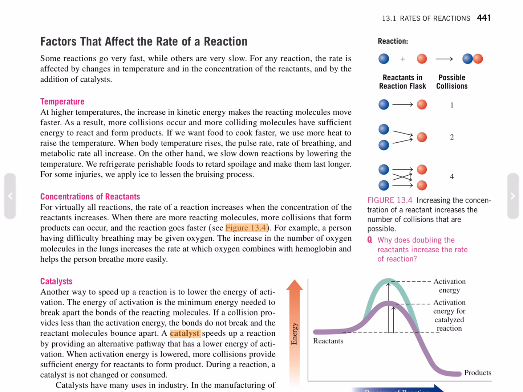On the other hand, we slow down reactions by lowering the temperature. We refrigerate perishable foods to retard spoilage and make them last longer. For some injuries, we apply ice to lessen the bruising process.